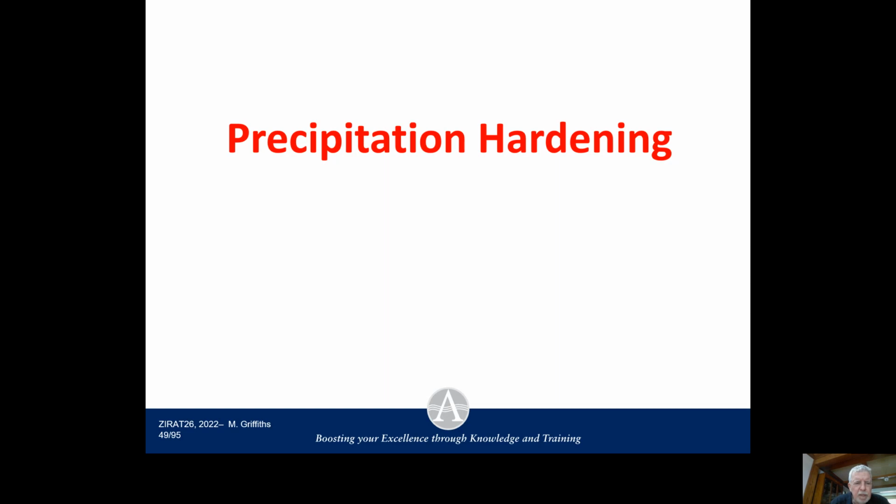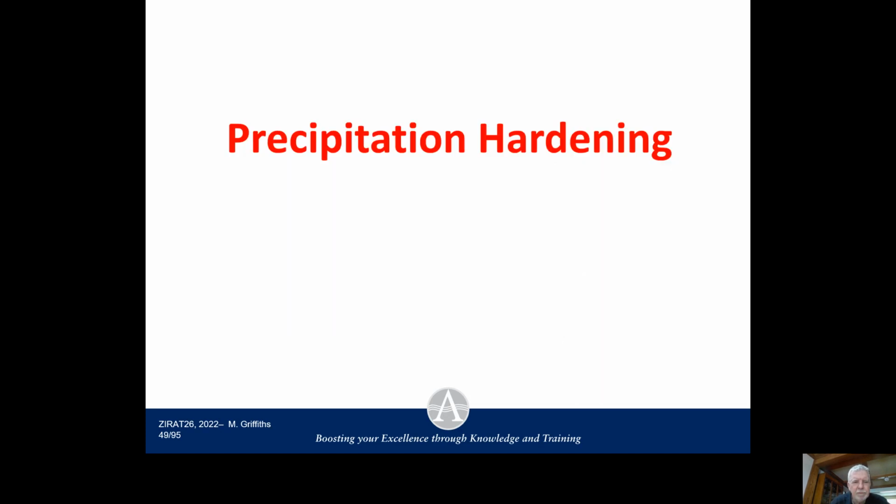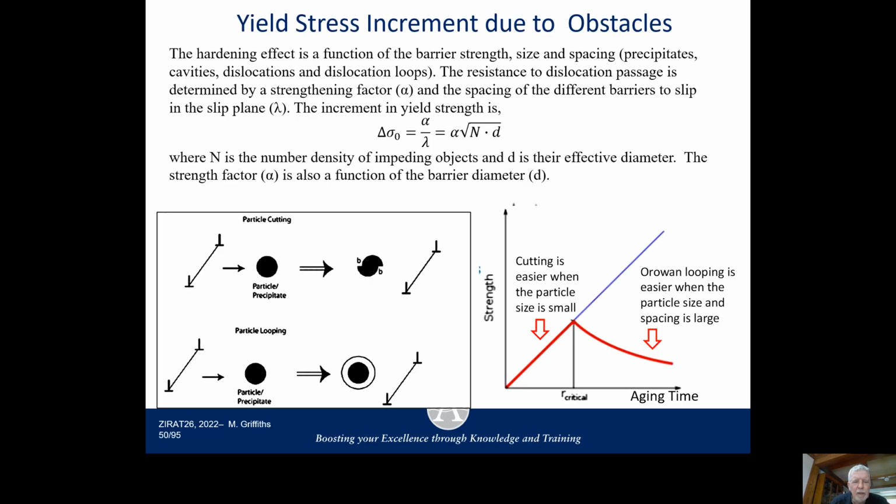Okay, so let's talk about precipitation hardening. I could have maybe blown that up a little bit, but I don't know. Anyway, I have my doubts about things like this, and there are many cases in the literature where people talk about dislocation channeling, but are they really identifying it correctly? I have my doubts.